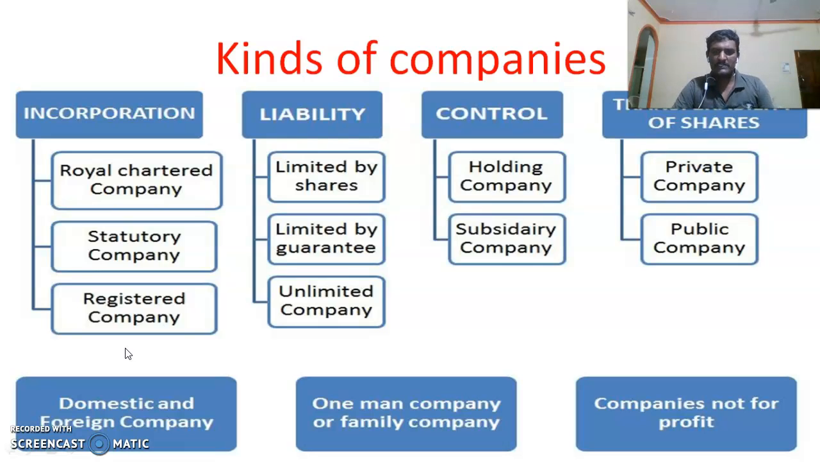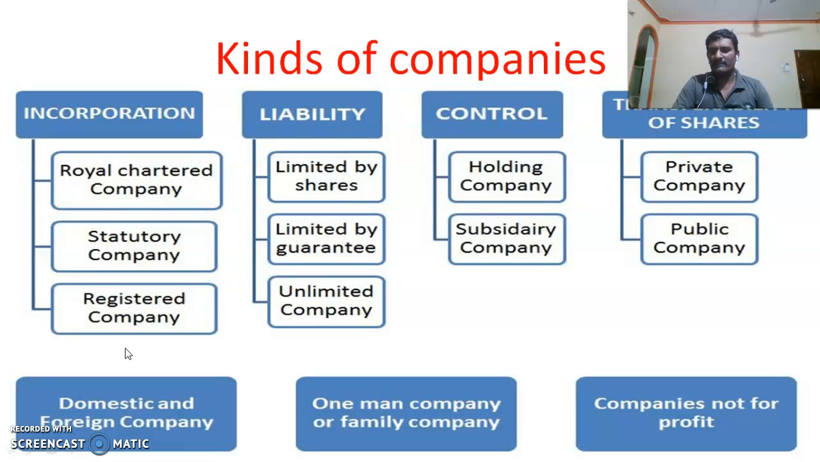A one-man company is a company where one person holds almost 99% of the shares, but 1% of the shares are held in a dummy way by some others. Then that company is called a one-man company. Usually such one-man companies are held by the family, and the family members are the members of that company.